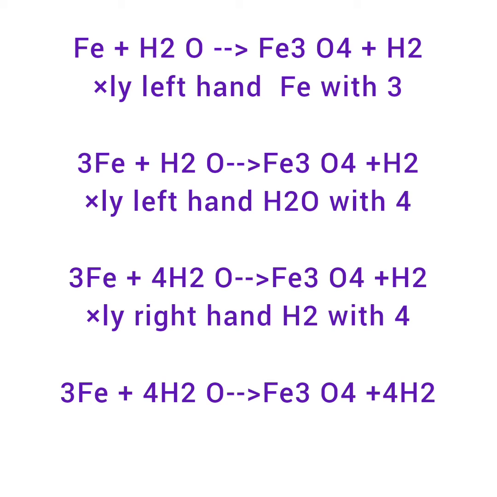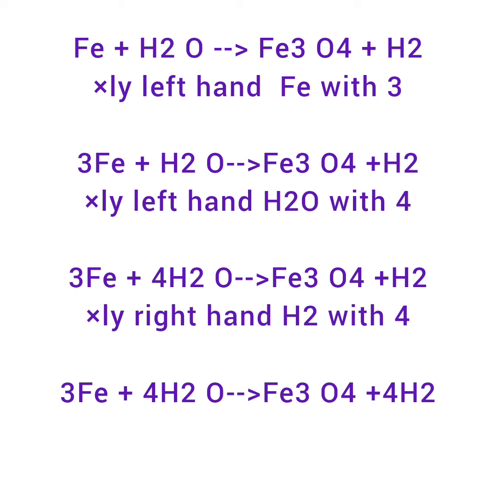For that, we have to multiply left hand side H2O with 4 because on the right hand side the number of oxygen atoms is 4. After multiplication with 4, we will get the equation as 3Fe plus 4H2O gives Fe3O4 plus H2. If you look at this equation, you can see that the number of oxygen atoms on either side are balanced now, because on the right hand side and on the left hand side, number of oxygen atoms are equal. That is, it is 4.